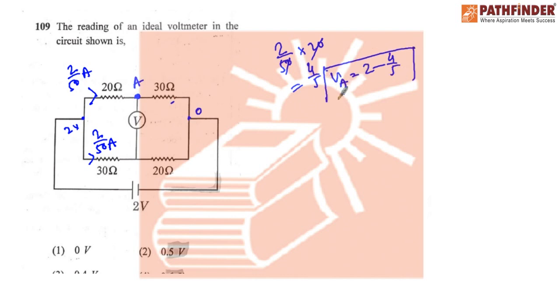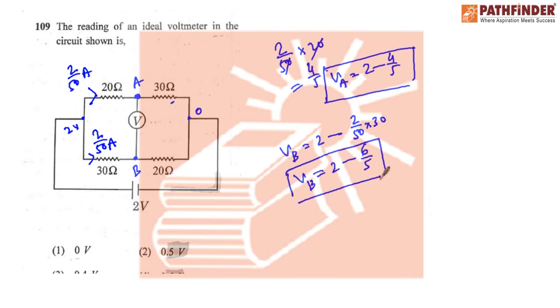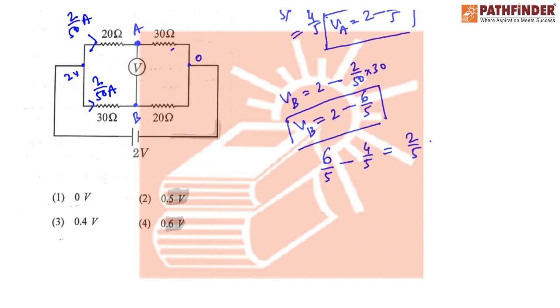Potential at A will be 2 minus 4 by 5. Similarly, if you determine potential at B, that will be equal to 2 minus 2 by 50 times 30. That means it will be equal to 2 minus 6 by 5. It is potential at B. So the voltmeter reading will be the magnitude of VA minus VB. So it will be 6 by 5 minus 4 by 5. So it will be equal to 2 by 5 volt. So 2 by 5 means 0.4. So as you see, our option number 3 is the correct one.